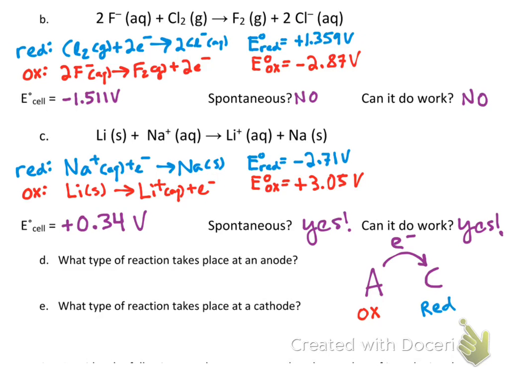So, what takes place at an anode? That's going to be oxidation. And what takes place at a cathode? That is going to be reduction. And that's true for any type of cell.